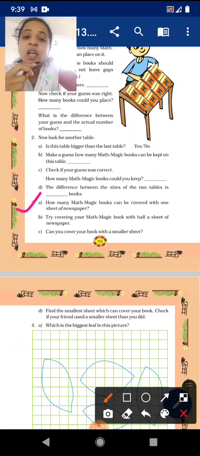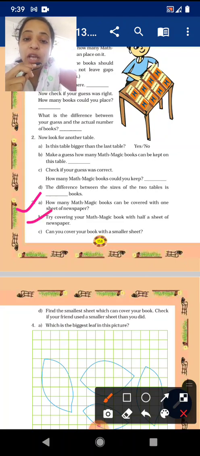Number 3, how many maths magic books can be covered with one sheet of newspaper? See what they are telling, that with one sheet of newspaper, how many maths magic books can be covered? You have to do it by yourself. You have to cover the textbook with the newspaper. One sheet, okay. In one sheet, how many books can be covered? It can be 2, okay. So you can write it over there as 2.